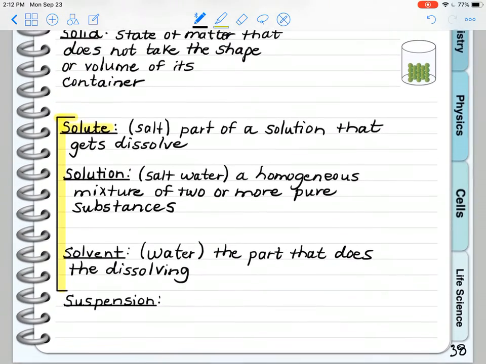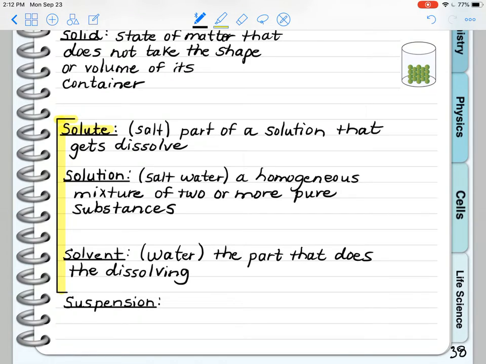Okay, the last term is suspension. And a suspension is a heterogeneous substance, so it is not uniformly distributed. And I have misspelled that, I'm sorry. Heterogeneous substance or mixture, let's use the right word, that settles or separates on its own.